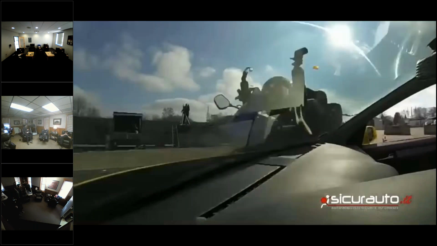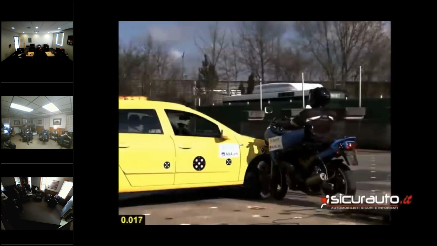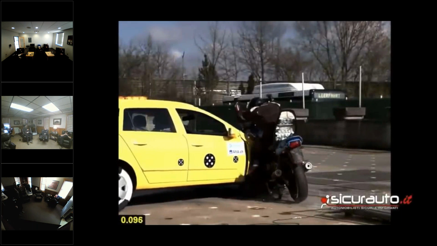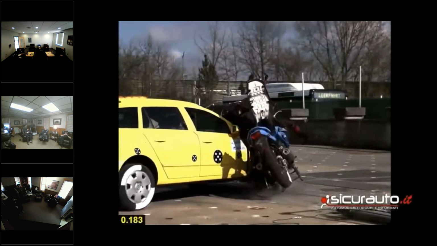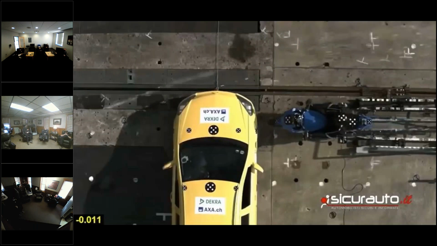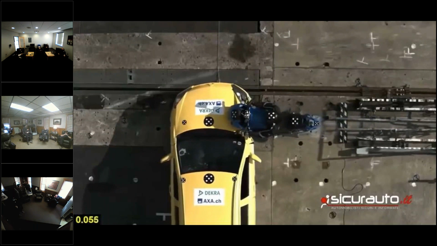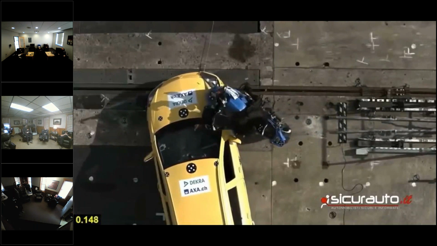So when we're doing our trauma assessment, not only are we assessing our patient, but we are also inspecting that impact zone. So make sure that we are looking at that motorcycle to see what impact it was and what was affected.